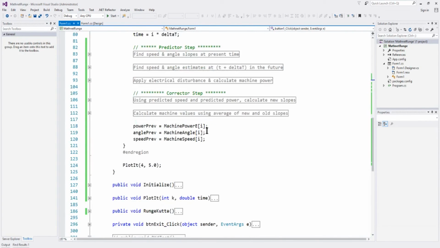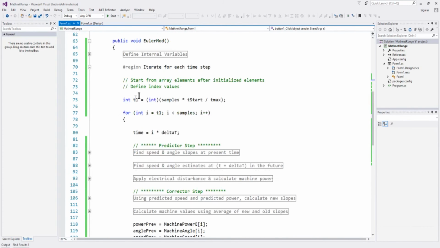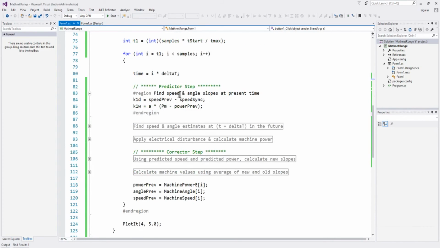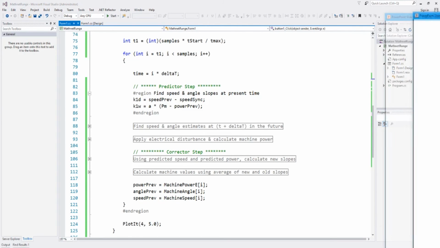So here is where I actually do the iteration. Here I have set up a T1, and this is the starting time for the actual simulation. Recall, we already initialized the arrays up to the point of starting the disturbance, and this gives us the starting time of the disturbance. So we will start simulating from that disturbance time. The array values will be starting at T1, which is the number of samples times T start over T max. So I will probably be starting at array value 100 or something here. Now I'm starting at this initial point, and we're going to first find the initial slopes. You recall we were going to calculate the initial slopes.